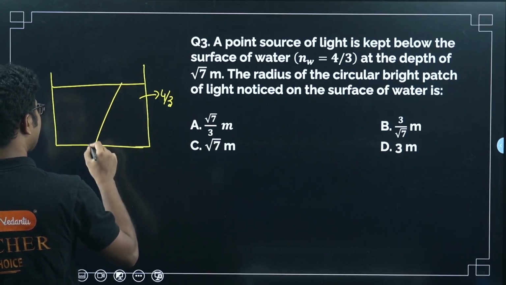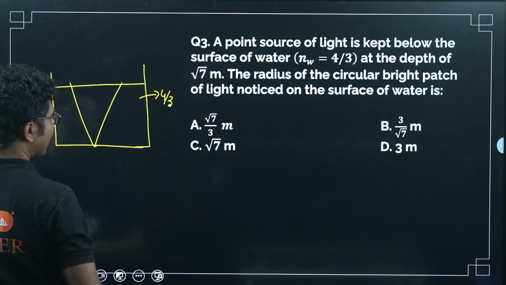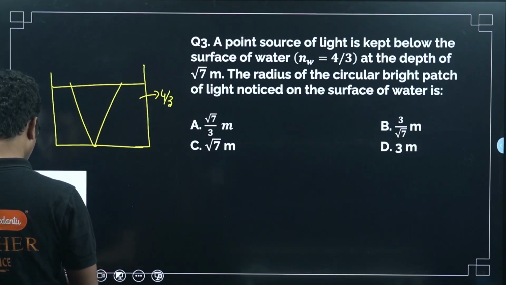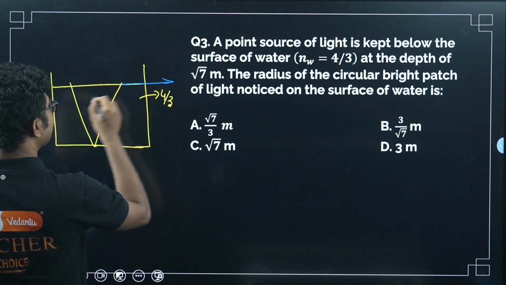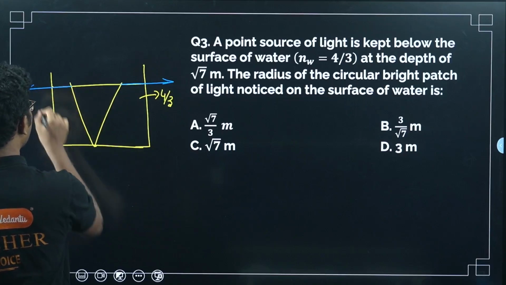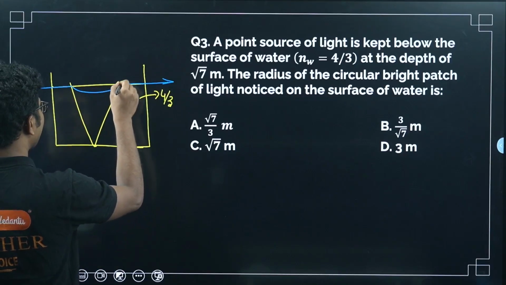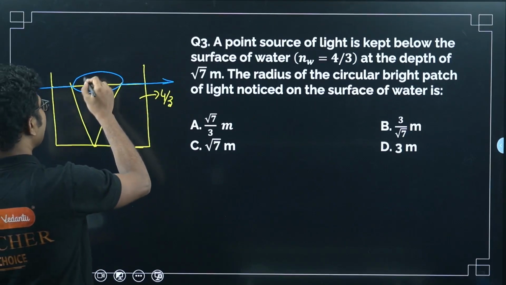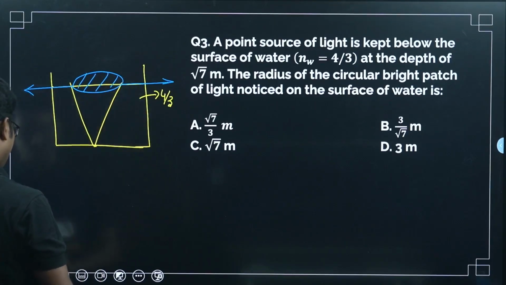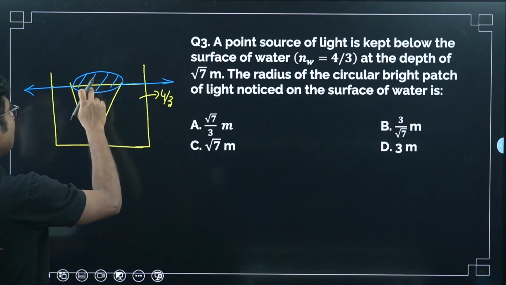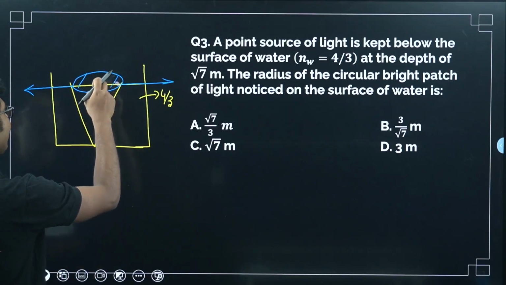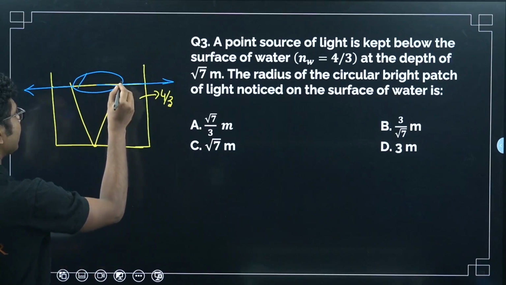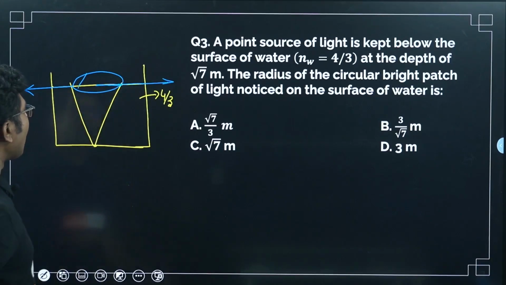Now as we know, light traveling from a denser to a rarer medium, after some time will undergo total internal reflection, and because of that you will get a circular patch over here, because it's a flat surface. Eventually you will get a circular patch, and they have asked you to find the radius of this patch. So how can we find the radius of this patch? Very interesting question. So we are trying to find this radius. Now how can we do that?